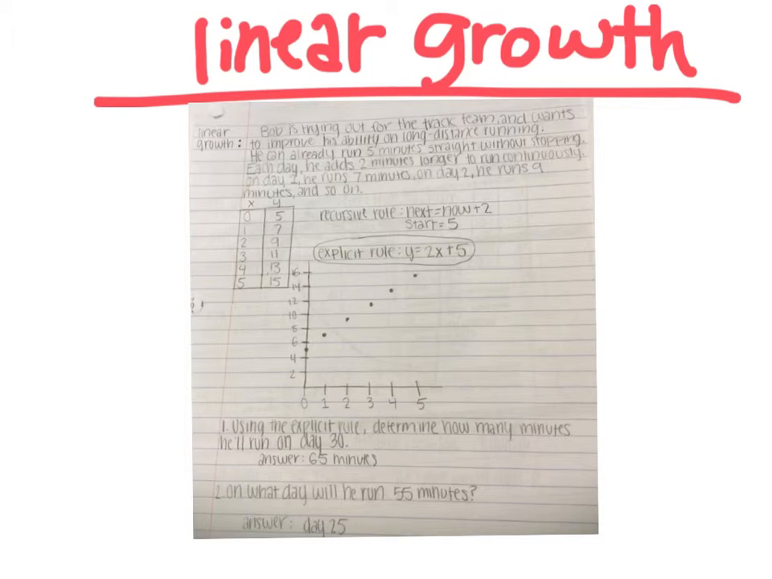The recursive rule is next equals now plus 2, and the start is 5 minutes because he can run 5 minutes on the first day. The explicit rule is y equals 2x plus 5.